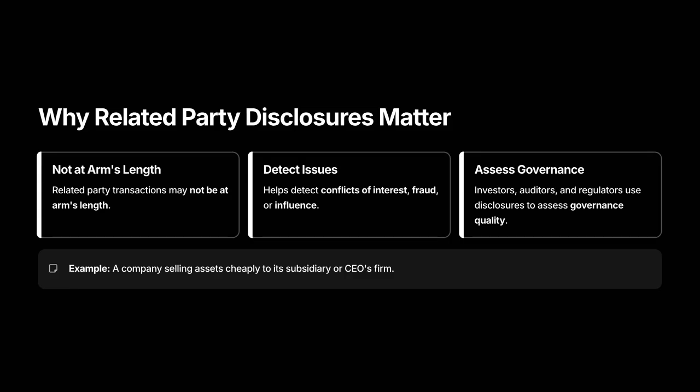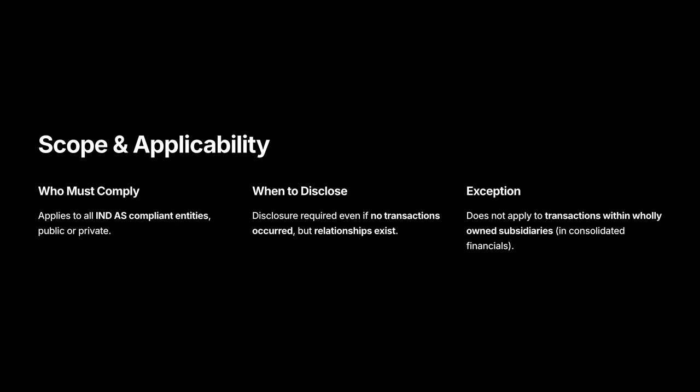2. Why related party disclosures matter. Related party deals can be different from normal market deals. They may not be at arm's length. That creates risk. Disclosures help spot conflicts of interest, fraud, or undue influence. Investors and auditors use these notes to judge governance quality. Tiny example: a company sells land cheaply to a firm owned by the CEO's family. That needs explaining.